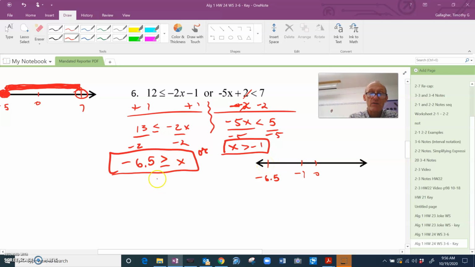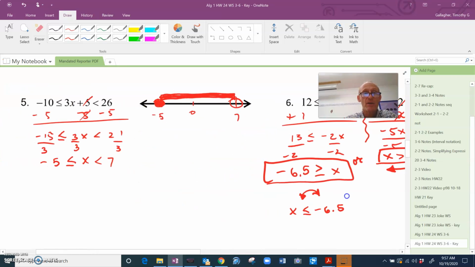So x less, now I can reverse this. This says x less than or equal to -6.5. Now I can flip-flop this to make it more comfortable, and I can write x less than or equal to -6.5. So what that is on the graph is this way. Less than or equal to -6.5. Greater than -1 is this way. So that's what the graphs look like for that one. Okay? All right, so that's an AND problem and an OR problem.